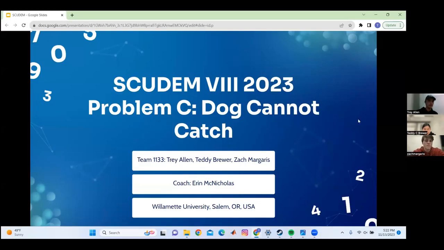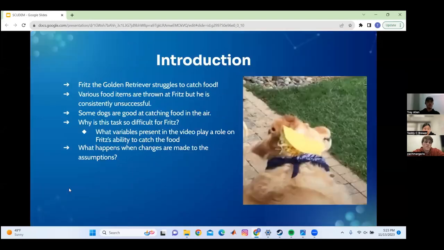All right, this is SCUDEM 8, 2023. We chose problem C, "Dog Cannot Catch." So just an introduction on this problem. Fritz, the golden retriever, struggles to catch the food, and various food items are thrown at Fritz, and he's constantly unsuccessful. So some dogs are good at catching food in the air. So why is this task so difficult for Fritz?